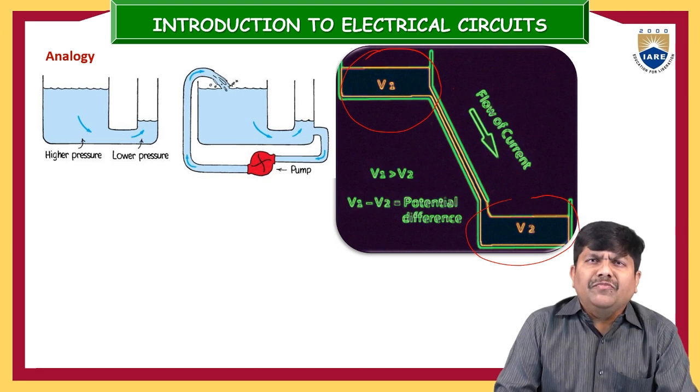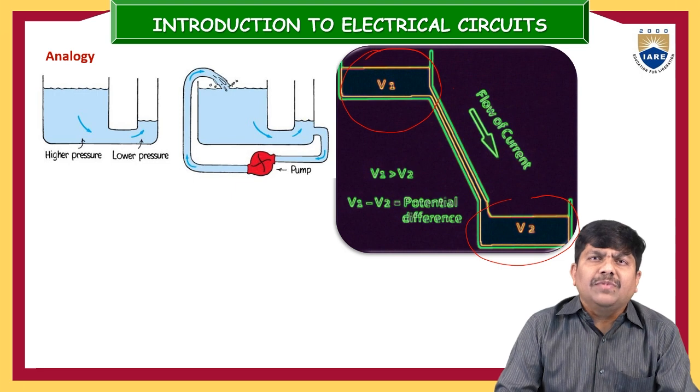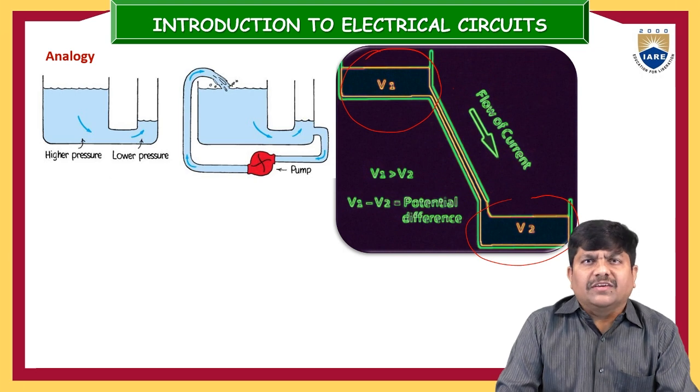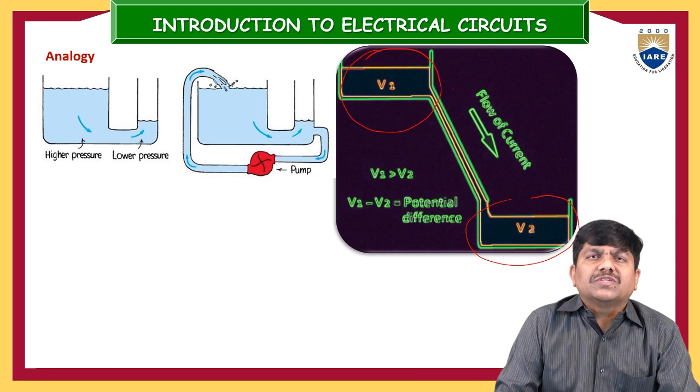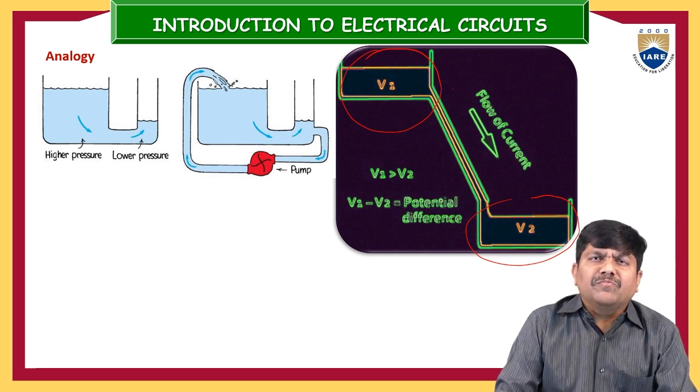Now if the potential difference between V1 and V2 is 0, just like two beakers kept at the same level of pressure with respect to the ground, then there is no flow of water. In the same manner, if there is no potential difference across the two terminals of a conductor, then there is no question of any electrical energy flowing. Neither does it flow from V1 to V2, nor from V2 to V1.